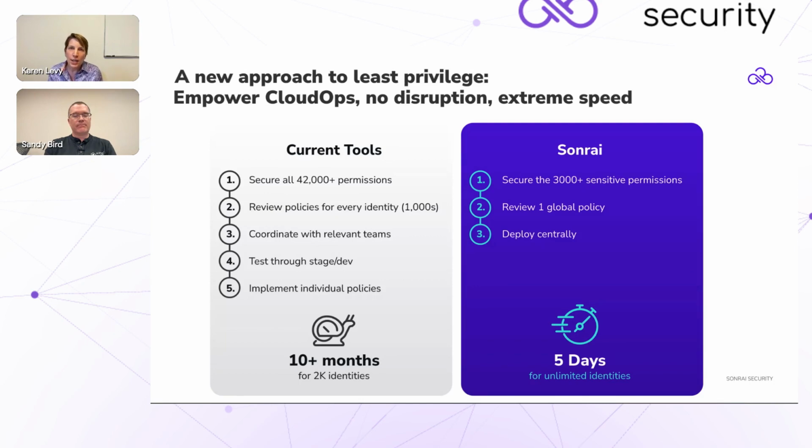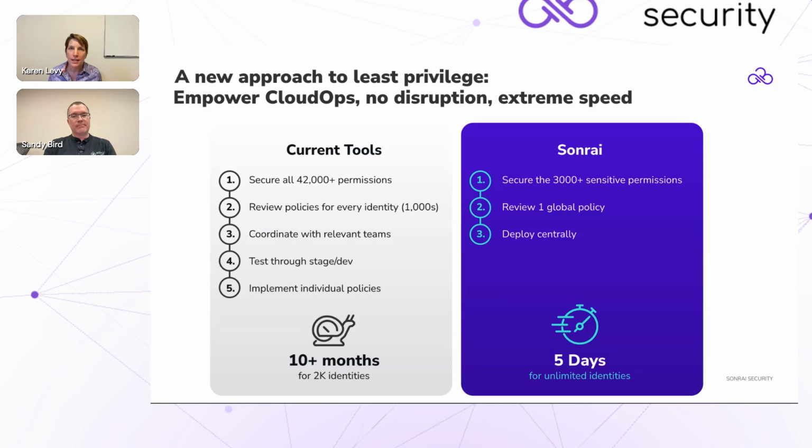And then for each policy to deploy, you need to coordinate with the relevant team, find the person responsible for that identity, deploy, test through stage, and deploy each individually. This takes an enormous amount of time. Most organizations we've talked to have handled this for maybe a small number of human identities. They haven't touched any of the machine identities, and it's an ongoing battle. Many organizations have given up.